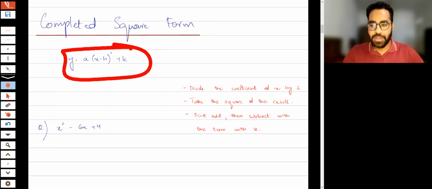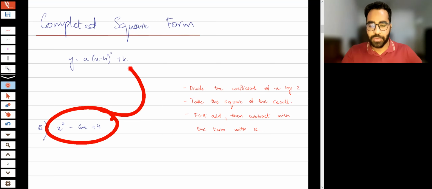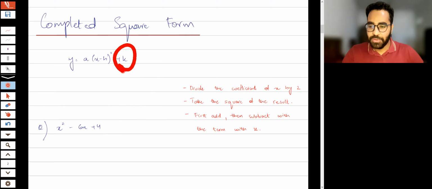One of the reasons is that there are questions in which the examiner asks you to find the minimum or the maximum value of y, or the minimum or the maximum value of the function. In order to get those values, whenever you have a quadratic equation, you have to convert it to a completed square form. And this value of k is going to give that minimum or the maximum value of y or the function.